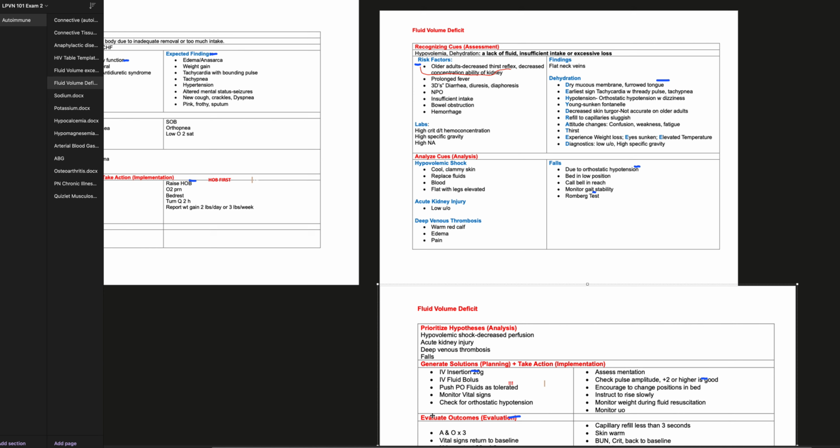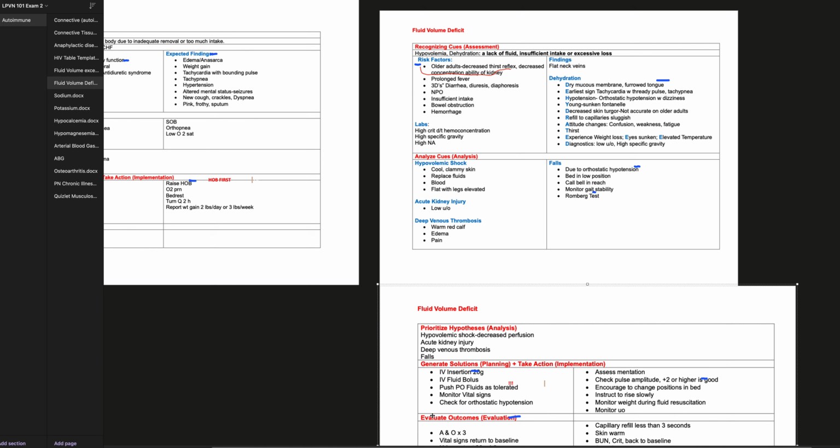But they're going to have a dry mucous membrane and furrowed tongue. And this is because when you're dehydrated, your sodium level is going to go up. The earliest sign is going to be tachycardia. But unlike fluid volume overload with the bounding pulse, people with fluid volume deficit are going to have a thready pulse. They're going to be tachypneic because their body's under stress. So tachycardia and tachypnea. Hypotension, and they could suffer from orthostatic hypotension with dizziness.